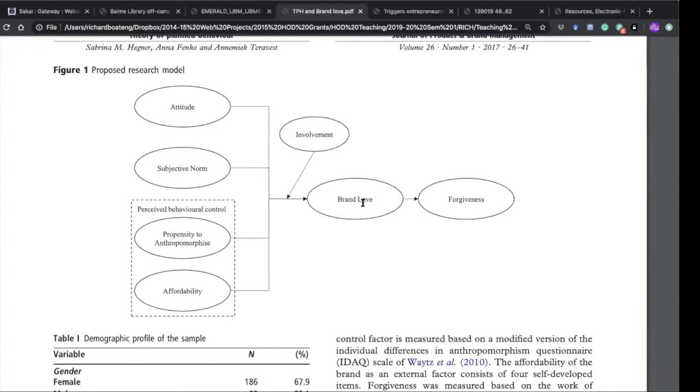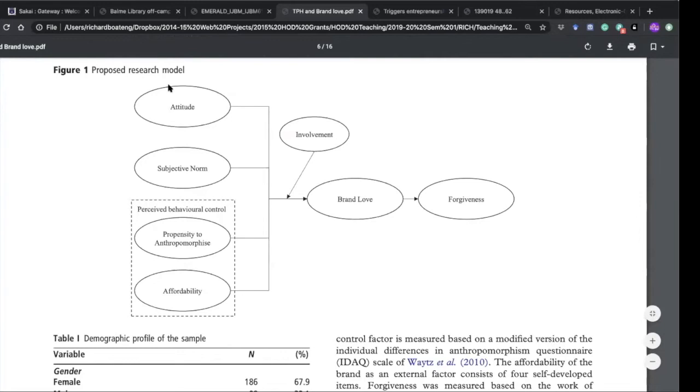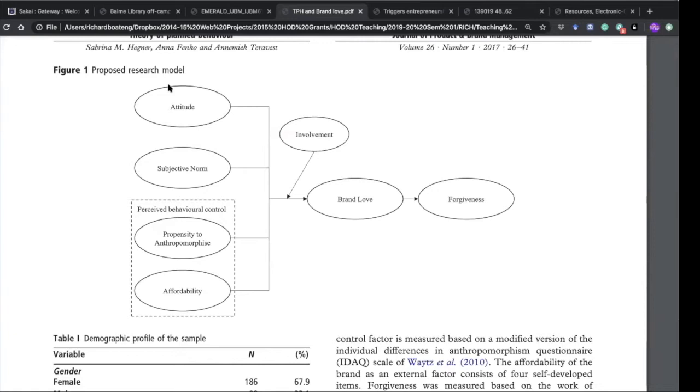Okay. So you are seeing the proposed research model, which is also the proposed research framework, which is also your conceptualized model, coming from or inspired by the theory of planned behavior. Voila.